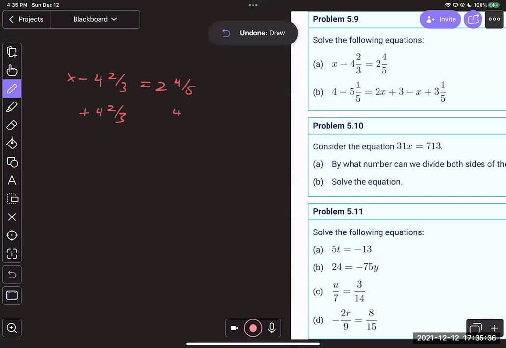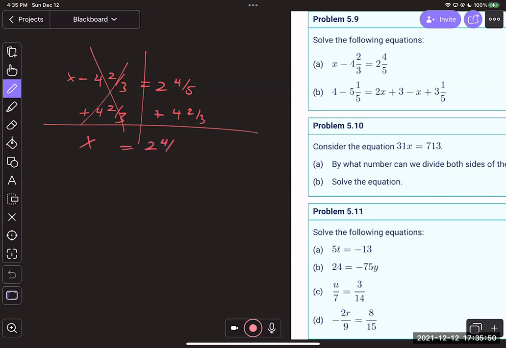So now we do 4 and 2/3. That's pretty much what I'm doing. Yep, just making sure. So in here, these two things cancel out. Those two things add up to 0. So now you're left with x alone here. That's perfectly good. Now we just have to do 2 and 4/5 plus 4 and 2/3.